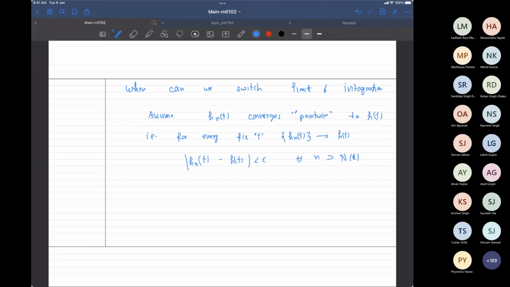Is this issue clear? Is this thing clear to you, what I'm saying? H of t here? Sorry? H of t, what is it? Any random function? No, this is the function to which h_n(t) converges. And I am defining h(t) in such a way that for every t, if you fix a t, h_n(t) becomes a sequence of numbers, right? Yes, sir, got it. And then that sequence will converge to that number h(t). h(t) is a fixed number because t is fixed.